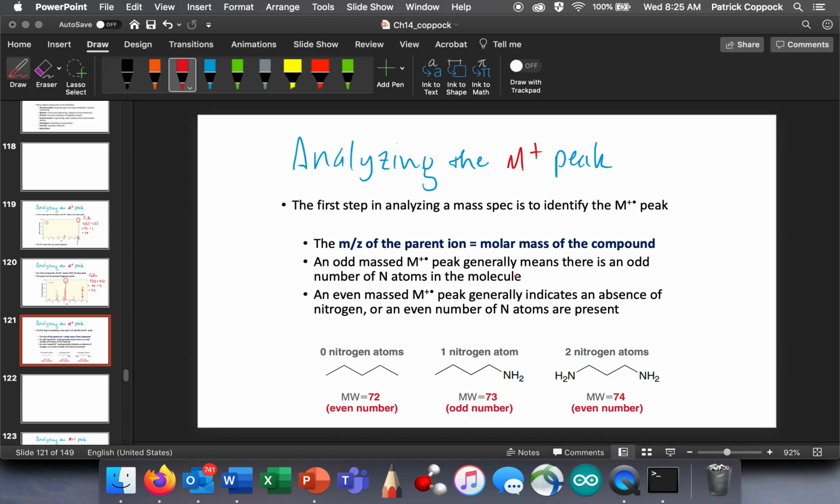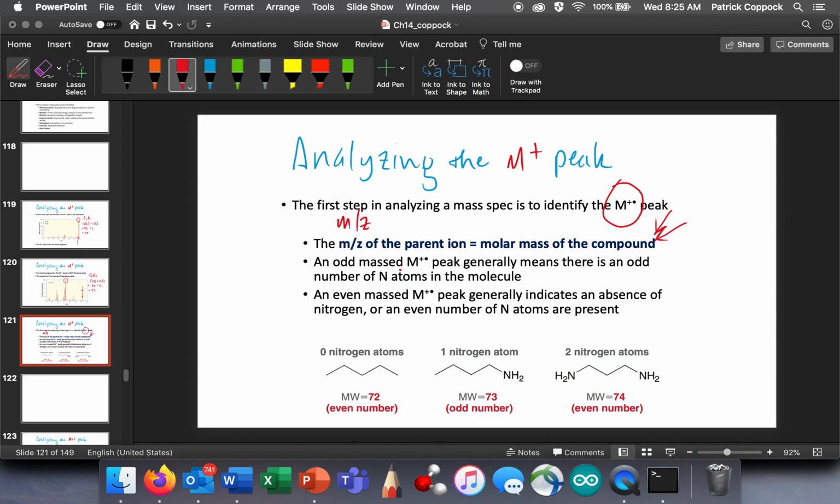So the first step in analyzing a mass spec is to identify the M plus peak, right? The M plus peak is the mass per charge of the parent ion, or the molar mass of the compound. This is what we've said several times now, and hopefully that's something that you'll really get a good grasp on.